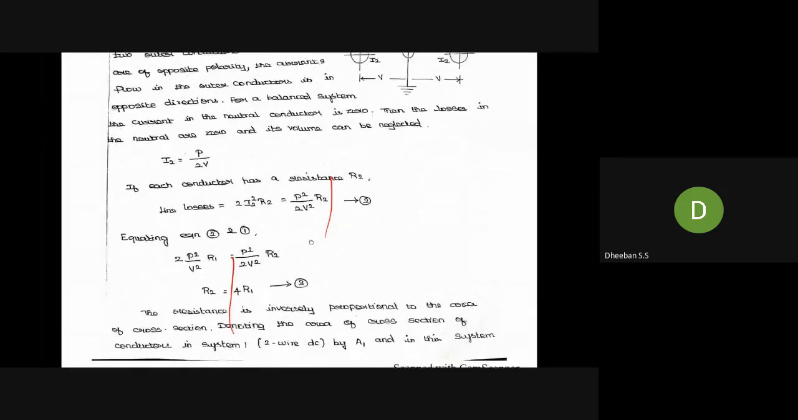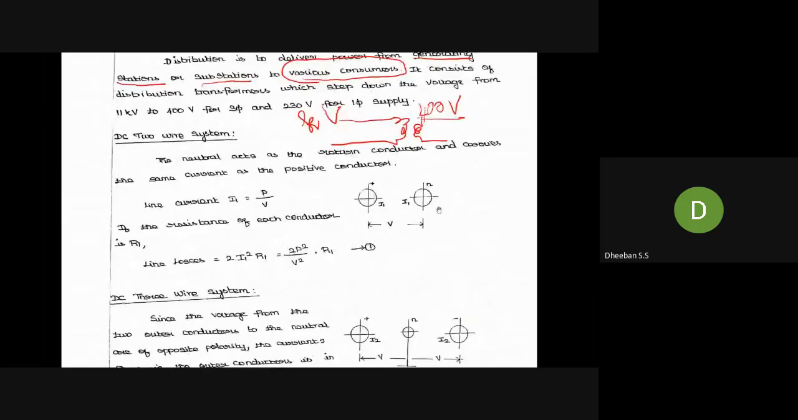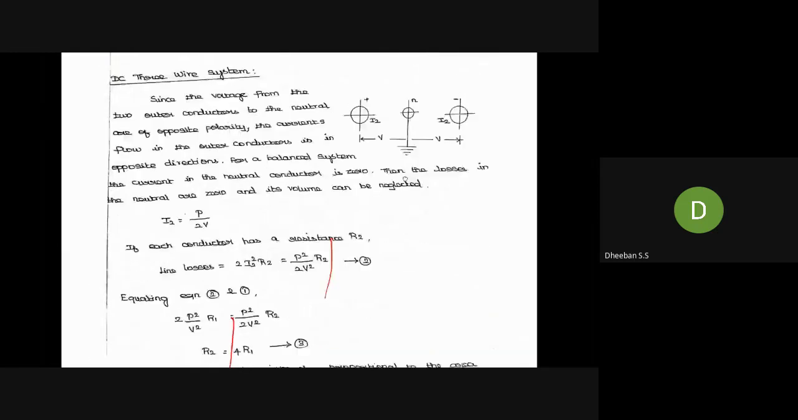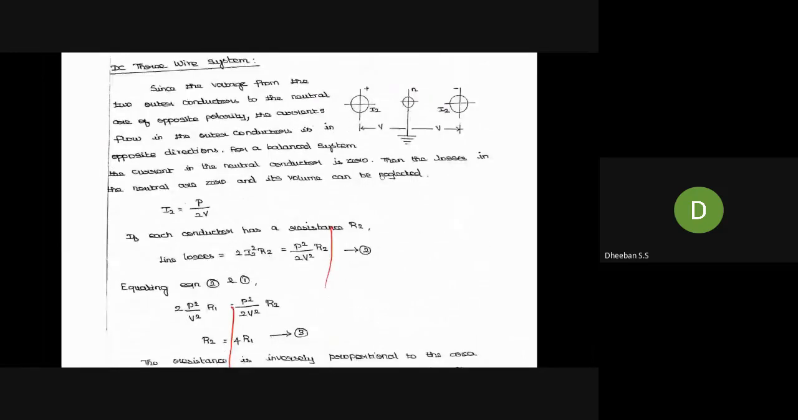Now we have to equate your first equation and second equation. You will be getting a relationship between your first type of system and second type of system. What you can see is that the resistance is inversely proportional to the area of cross section. This you already know. So the resistance in your DC 3-wire system will be equal to 4 times your resistance in your DC 2-wire system. So for a 3-wire system, the resistance must be very high. That's the main thing you can take from this.